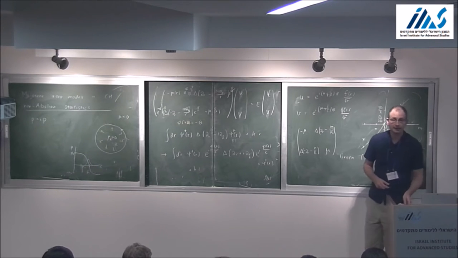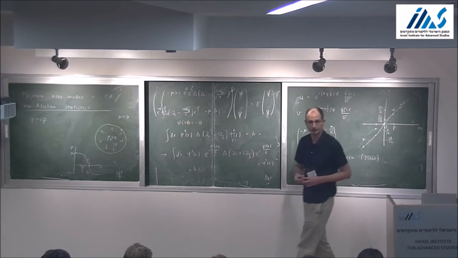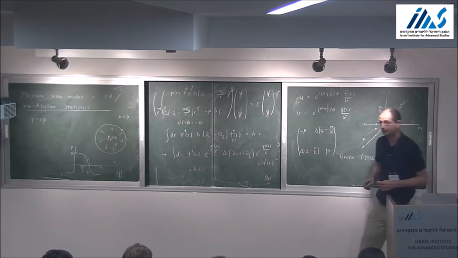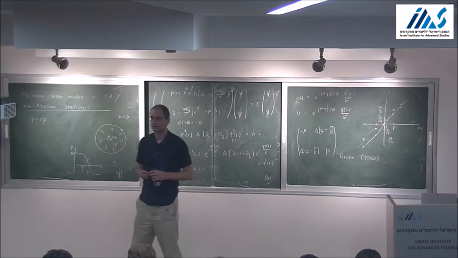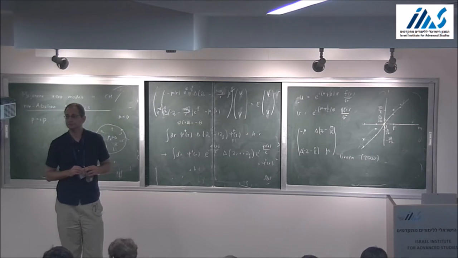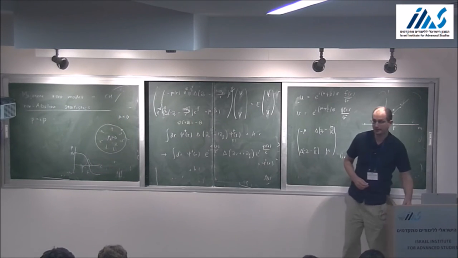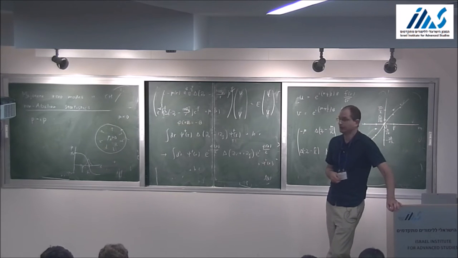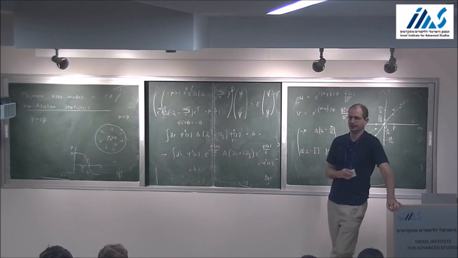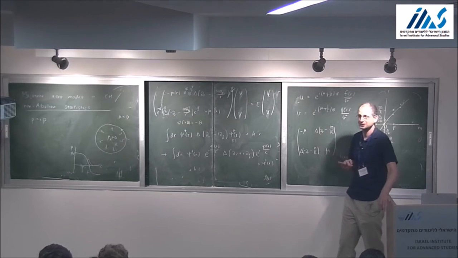Should I think of the degeneracy as living both on the edge and on the vortex? Yes, I'll come to that point right now. You can get that, but then we'll need to worry about whether these zero modes are stable or not, and that's the point I'm coming to now.